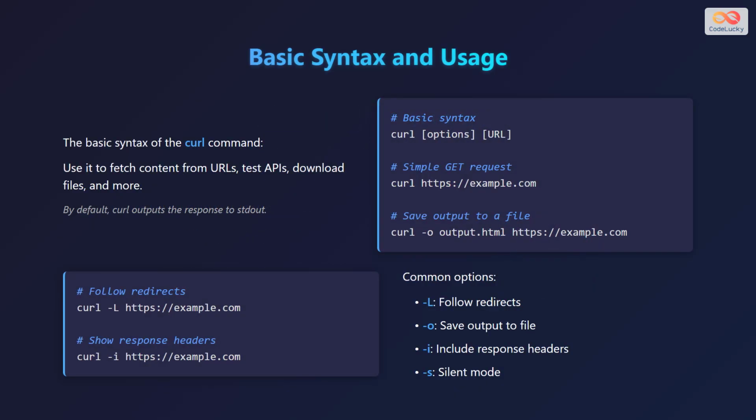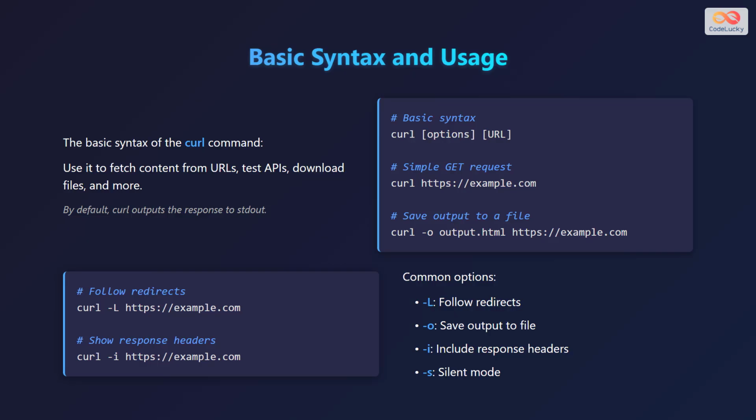The basic syntax of the curl command is curl, followed by options, and then the URL. You can use it to fetch content from URLs, test APIs, download files, and perform many other tasks. By default, curl outputs the response to standard output. A simple GET request is performed by typing curl, followed by the URL of the website.